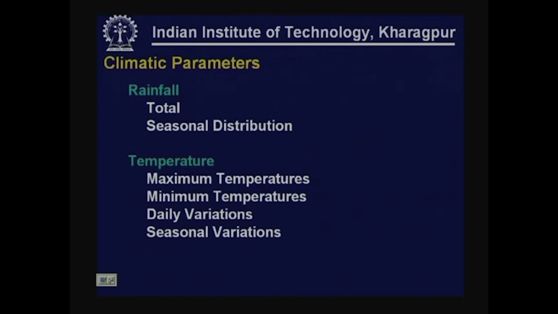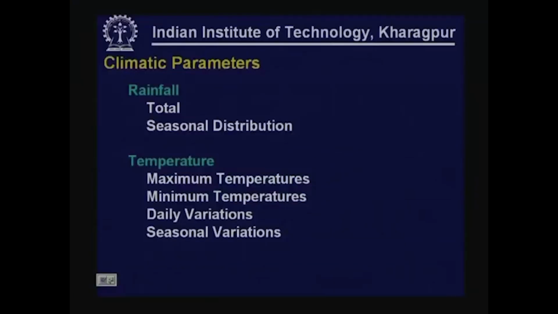We also need to collect information about the maximum temperatures the pavement is going to be subjected to, because materials like bituminous mixes are highly susceptible to temperature variations. They become very soft when subjected to very high temperatures. They can become very hard and very stiff when subjected to very low temperatures.